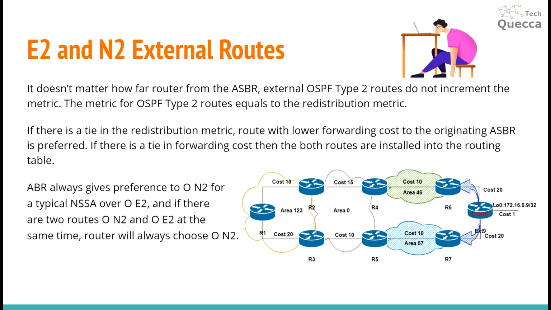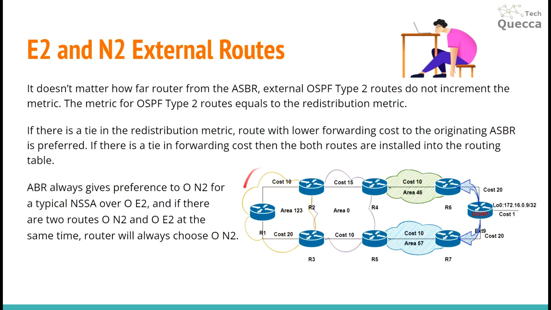If there is a tie in the redistribution metric, the route with the lower forwarding cost to the originating ASBR is preferred. If there is a tie in forwarding cost, then both routes are installed into the routing table. The ABR always gives preference to ON1 for a typical NSSA over OE2. And if there are two routes, ON2 and OE2, at the same time, the router will always choose ON2.